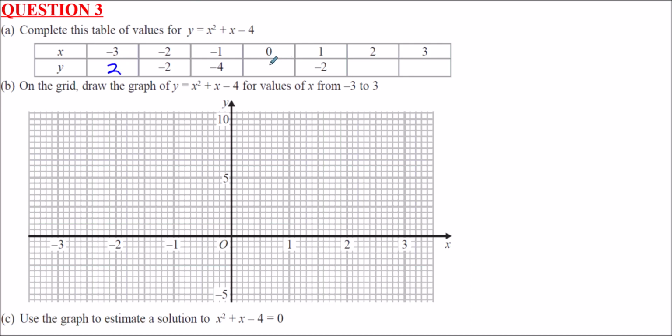When x is 0, this is actually not really needing a calculator. We just sub in when x is 0. 0 squared is nothing, plus nothing. Nothing plus nothing is nothing, just minus 4.